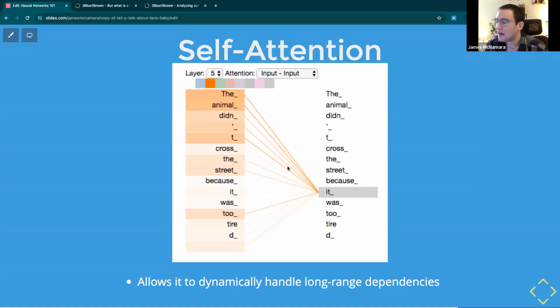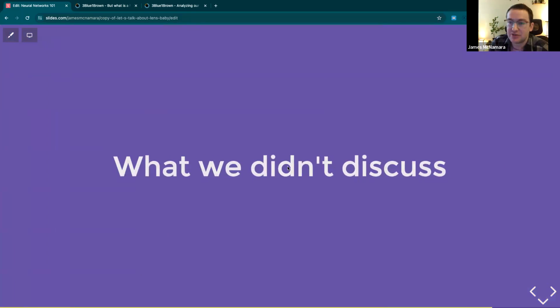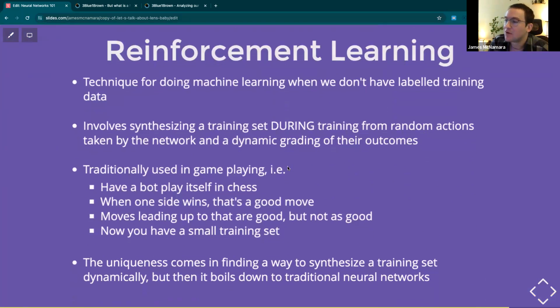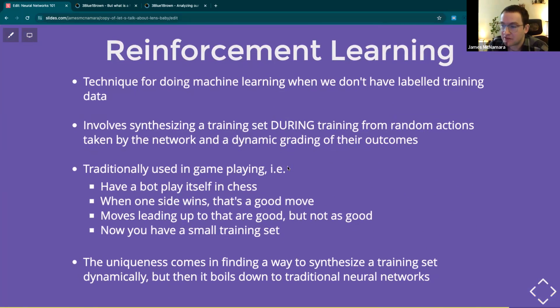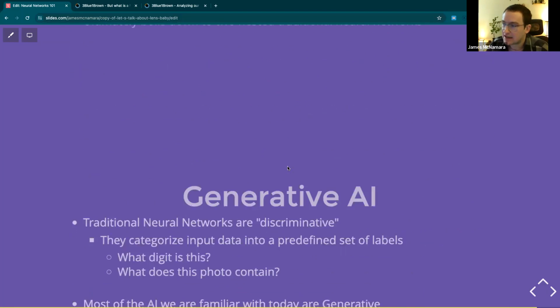Here, I'll give a quick rundown of some of the stuff we didn't talk about. If there are any questions on this stuff, we can also quickly go through any of them. We didn't talk about reinforcement learning. Reinforcement learning is basically, what if I don't have a labeled data set, but I know how to identify good things when I see them? This comes up a lot in game playing. We didn't talk about reinforcement learning with human feedback, which is how ChatGPT is trained in its final stages to actually give good responses. These are really cool.